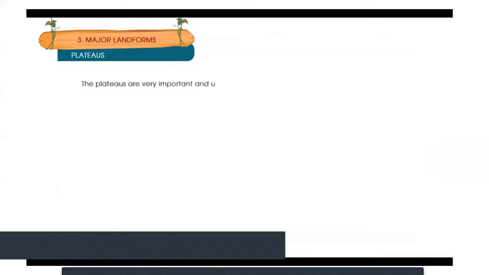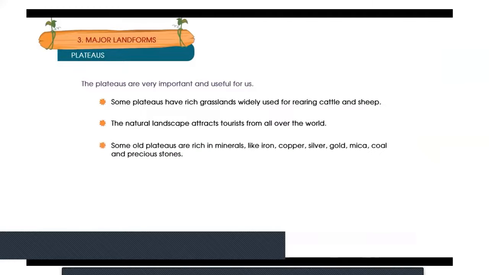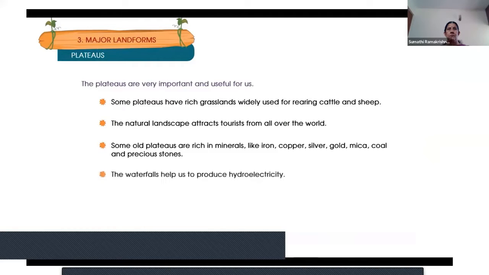The plateaus are very important and useful for us. Some plateaus have rich grasslands widely used for rearing cattle and sheep. The natural landscape attracts tourists from all over the world. Some old plateaus are rich in minerals like iron, copper, silver, gold, mica, coal, and precious stones. The waterfalls help us to produce hydroelectricity. Plateaus in tropical areas are good for growing crops.